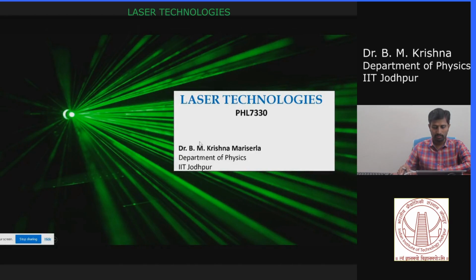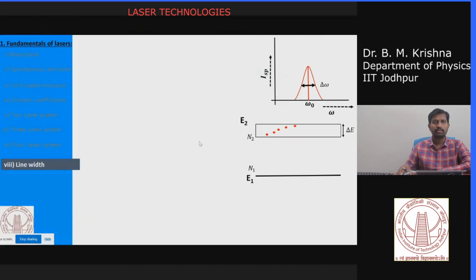So in the last session we discussed the line shape function. The atom is associated with the line shape function. That means whatever the incident frequency, it cannot take all the photons. So the excited state has a finite lifetime, and that is associated with a certain line width.